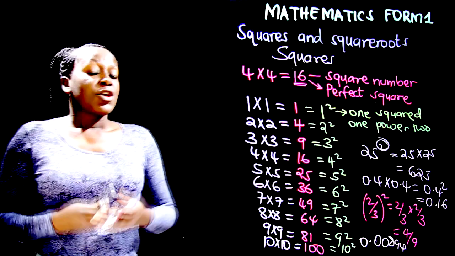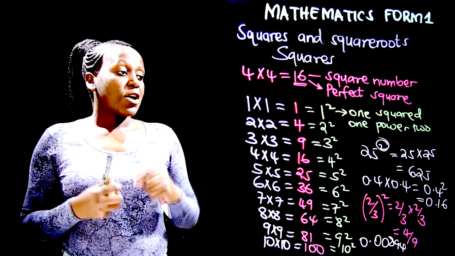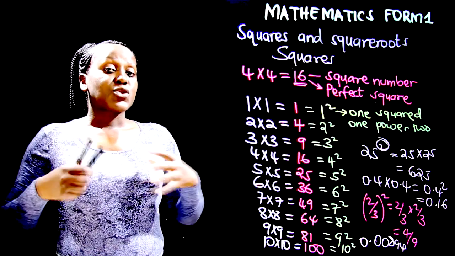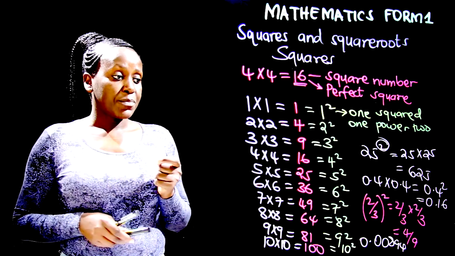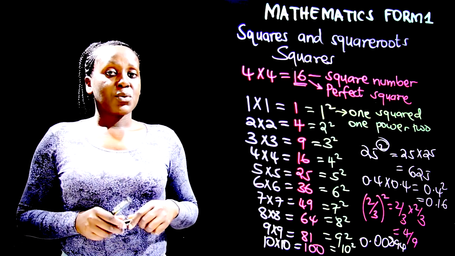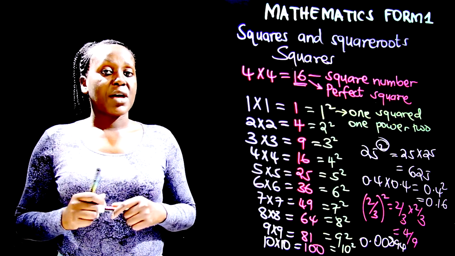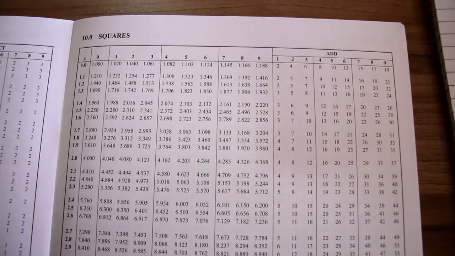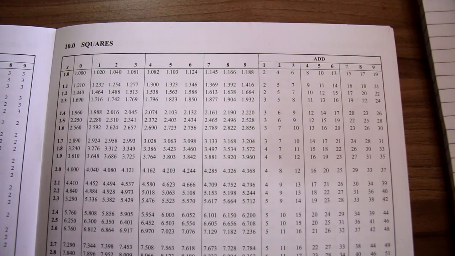Therefore, you can use the mathematical tables to determine the square of numbers that have decimals, numbers that are either too big or too small. So next, we are going to look at how we use the mathematical table to determine the square of a number. Okay, learners, so now we are going to look at the mathematical table and how we can use it to determine the square of numbers.